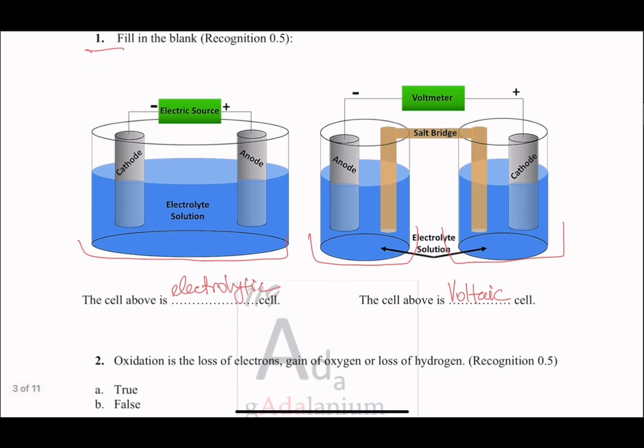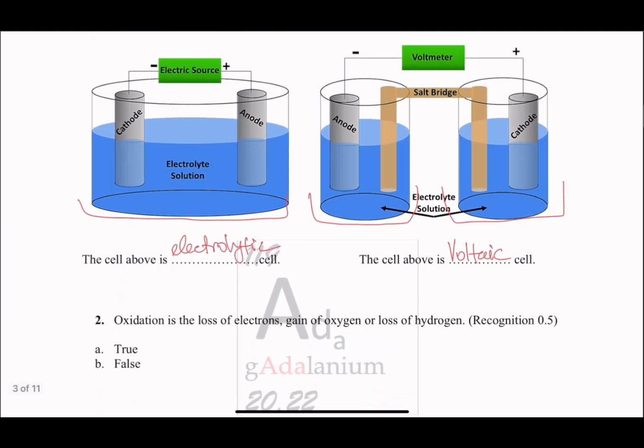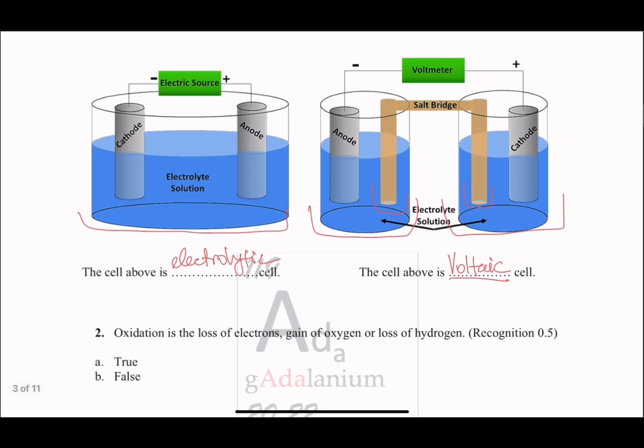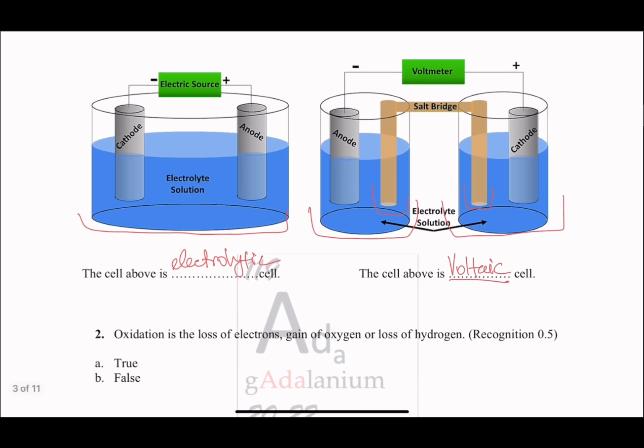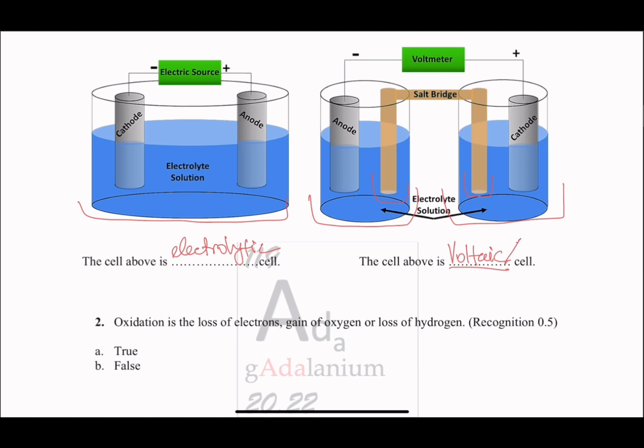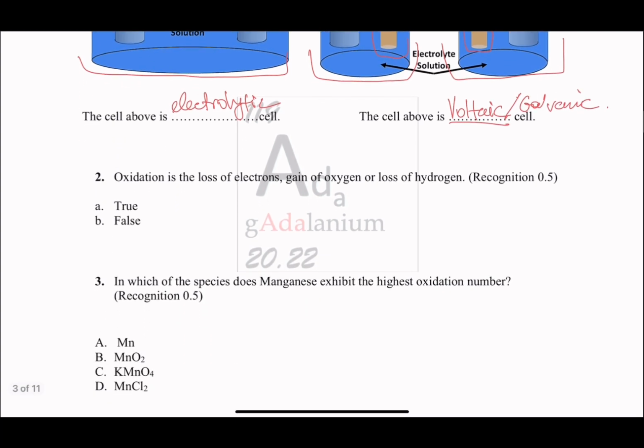Okay, I will go more into details of those in the next questions. The other difference with the voltaic cell is that it has a salt bridge, while the electrolytic cell doesn't have a salt bridge. We can also call voltaic cell galvanic cell. Okay, galvanic cell. Just gonna rewrite this. Okay. Now we move on to the second question.